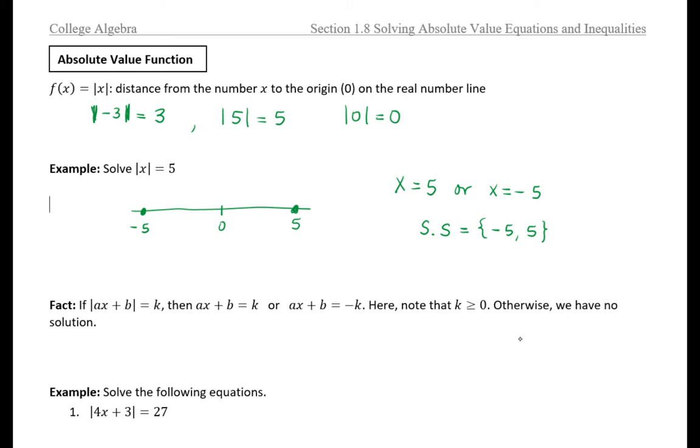let me write down an example. Look at this example: absolute value of x equals -4. This one has no solution, because this absolute value of x needs to be greater than or equal to 0. It can't be negative. So just be careful here. Whenever you have an absolute value equal to some number, that number needs to be positive.